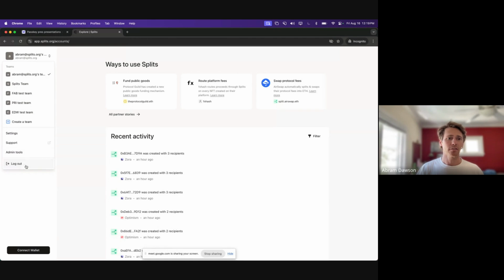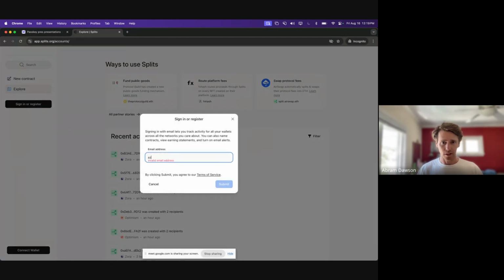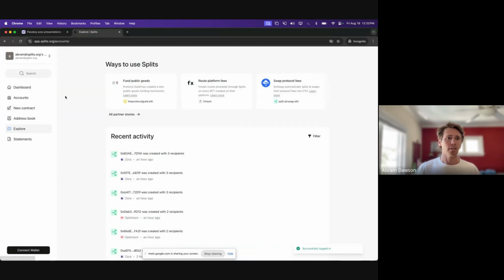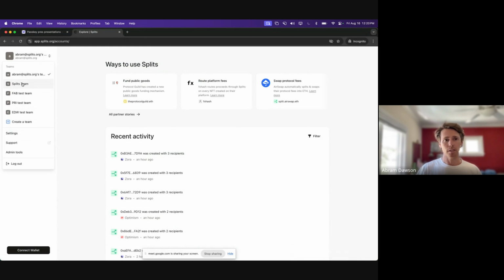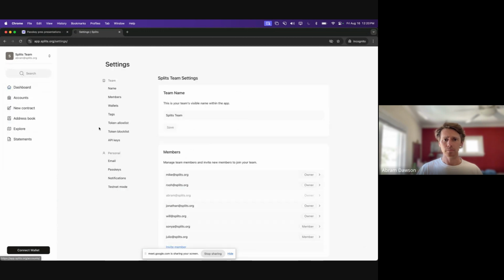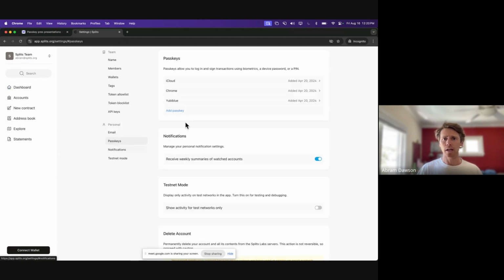So real quick, what I did, I just logged in, and I already have a passkey associated with my abram.splits.org associated with this account, so I can use Touch ID to sign in. Great, I'm signed in. I'm part of a number of different teams. I'm going to jump to the Splits team for this demo. Actually, let me show you this first. On my personal account, I've added a bunch of passkeys. I have my iCloud, my Chrome, my YubiKey.